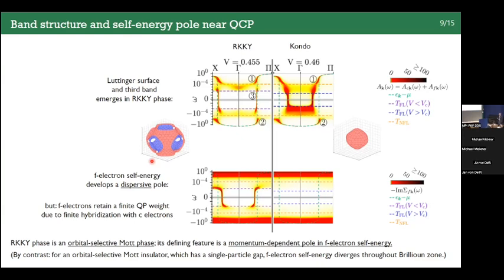It depends on momentum. So that's not what you get in a Mott phase, where the self-energy has a pole throughout the Brillouin zone. It's actually a dispersing pole. And so that's another key conclusion for us. The RKKY phase is an orbital selective Mott phase. The F electrons do something quite different from the C electrons. And actually only part of the F electrons, part of the Brillouin zone, participates. Its defining feature is a momentum-dependent pole in the F self-energy.